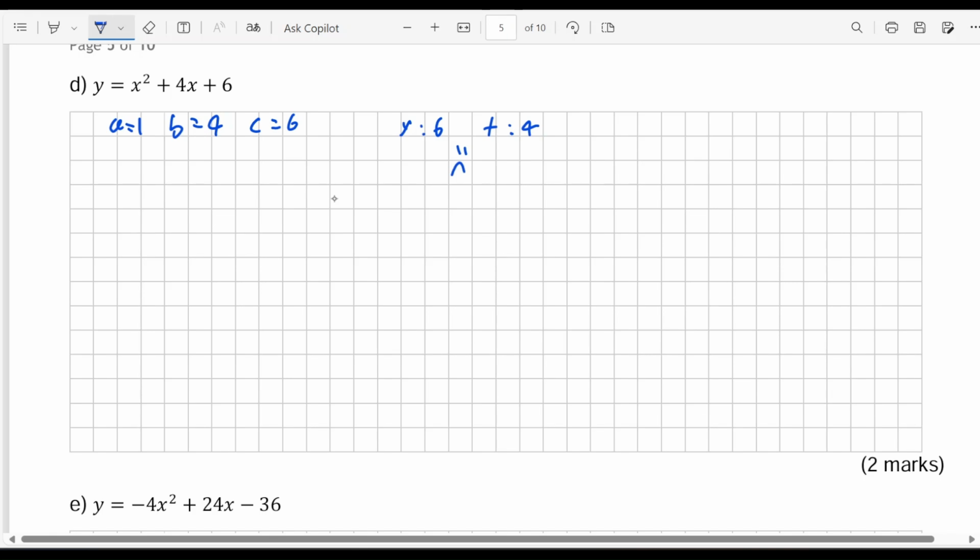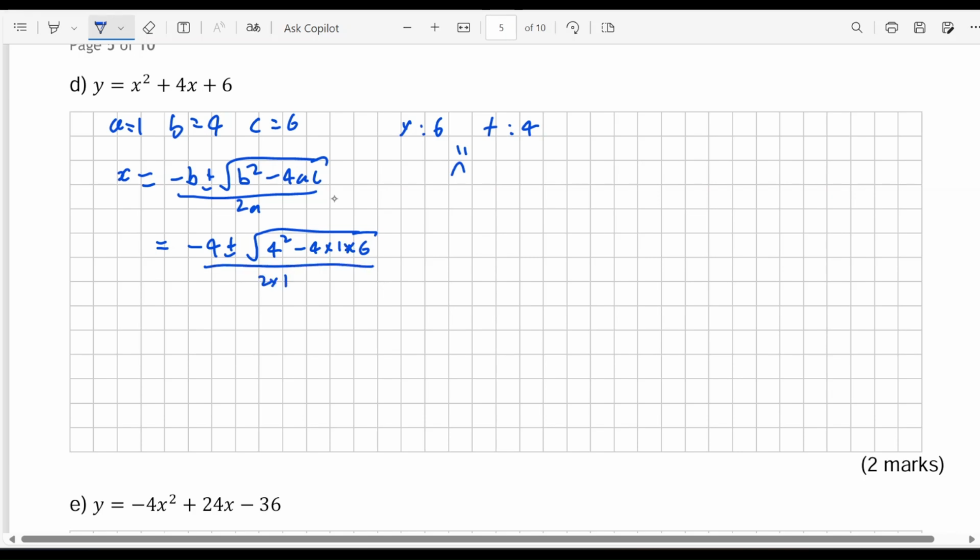Right, now I can just put it into the quadratic formula. x is minus b plus or minus root b squared take 4ac over 2a. So it's going to be minus 4 plus or minus square root of 4 squared take 4 times 1 times 6, all over 2 times 1. Minus 4 plus or minus root of 16 take 24, and you might spot an issue here. That's going to give you root of minus 8.